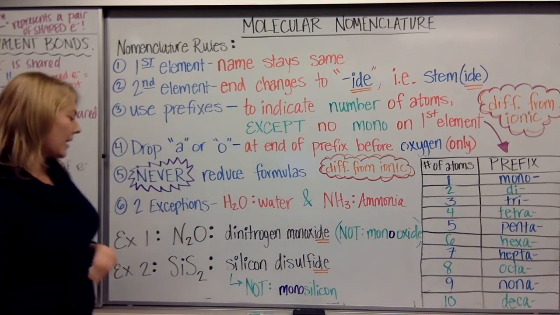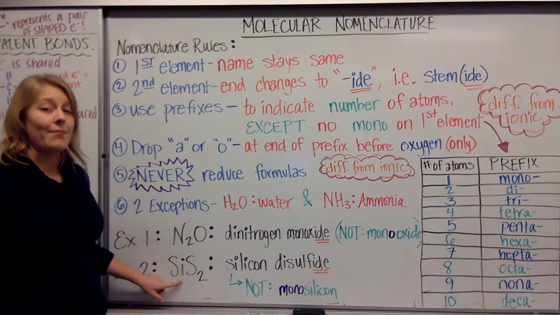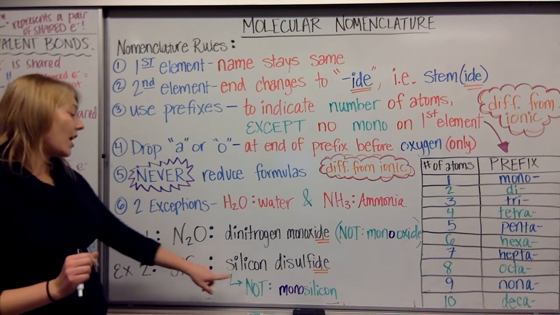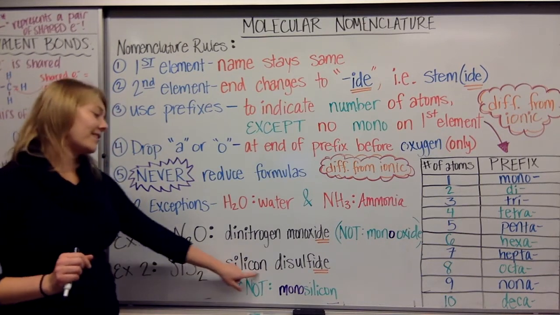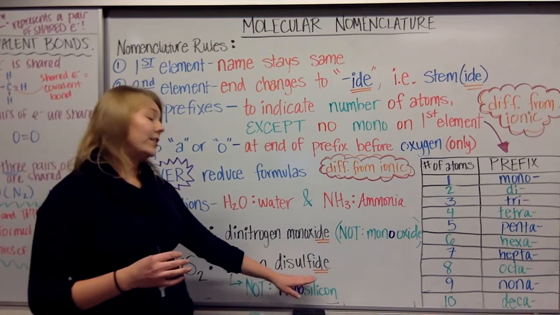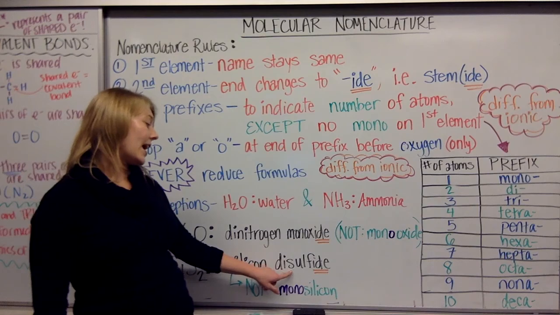It flows better. Our second example, SiS2. There's only 1 Si, but remember, for the first atom, we drop the mono. So this is not monosilicon, it is just silicon. S2 is sulfur. We're going to drop the ending and add ide, and there's 2 of them, so it's disulfide.